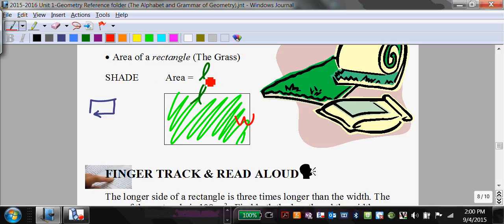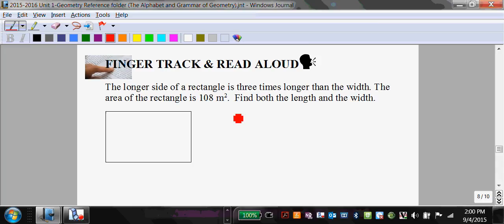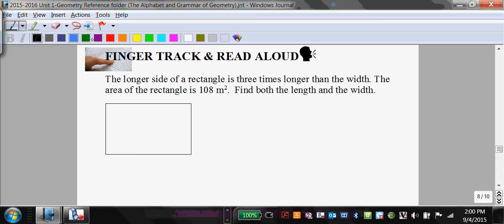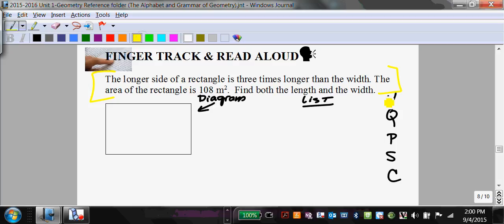where? Yeah, for a rectangle anyway. You're doing this one with me there, RJ. Yes, you are. Okay, ready? Come over here. U, Q, P, S, C. Now, for the next minute, I want you to read this out loud, filter, and then get everything on either a diagram or a list. In other words, you're doing the U thing all by yourself. Ready? Start reading. Go.